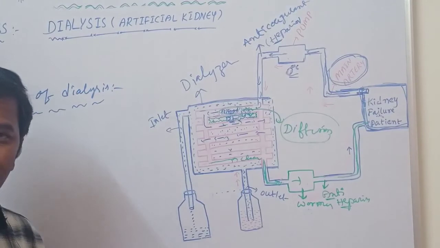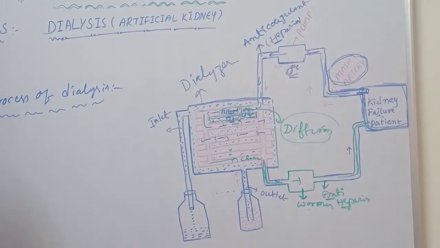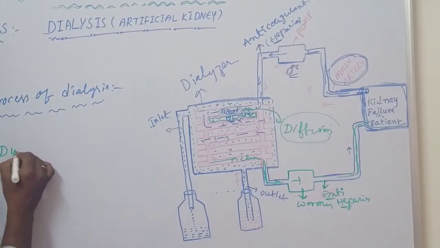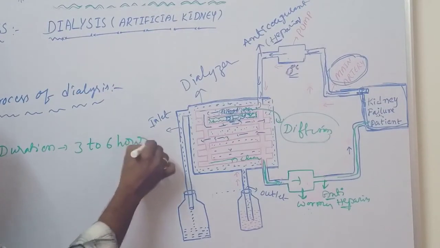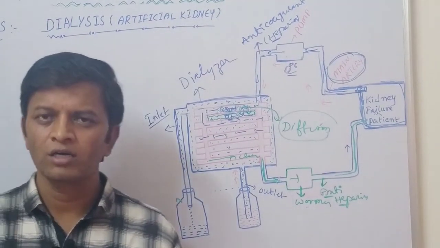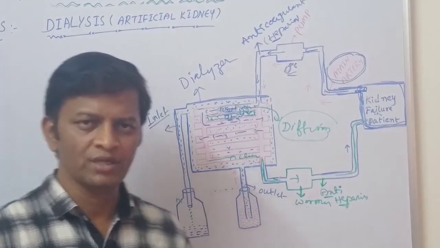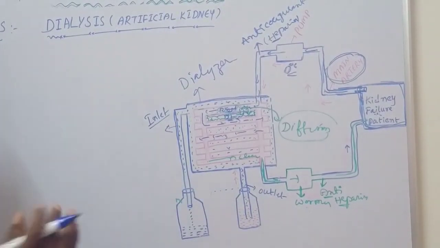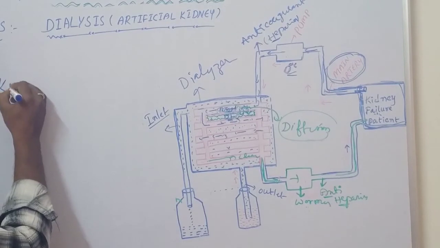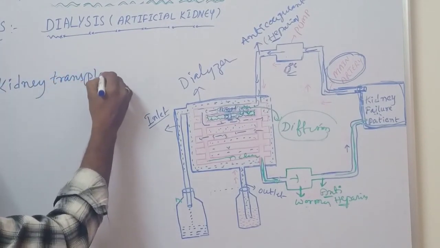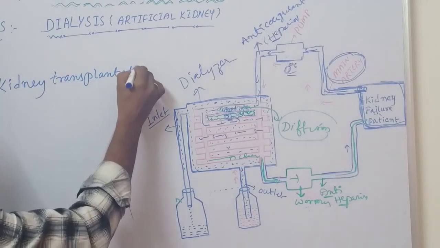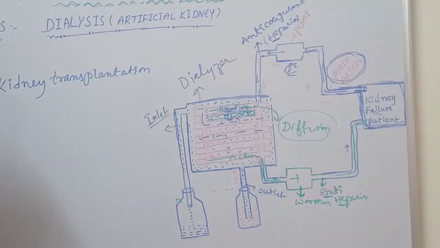Next, what is the duration of the dialysis process? The duration of the dialysis process is 3 to 6 hours. What is the long-term solution for kidney failure patients? The long-term solution for kidney failure patients is kidney transplantation.